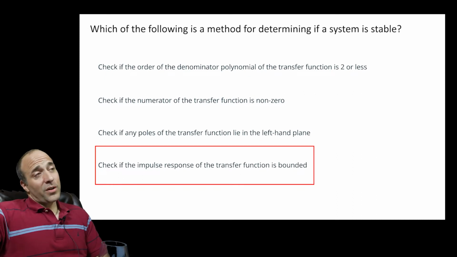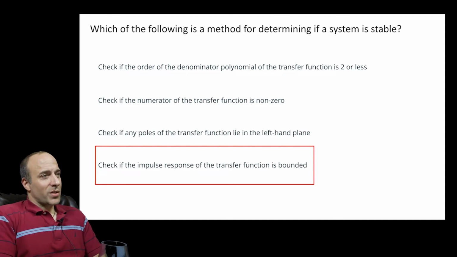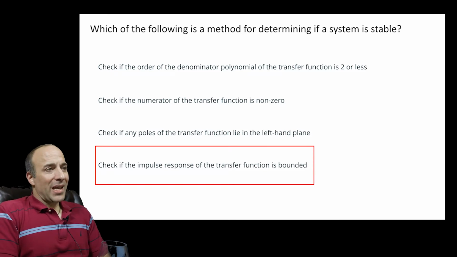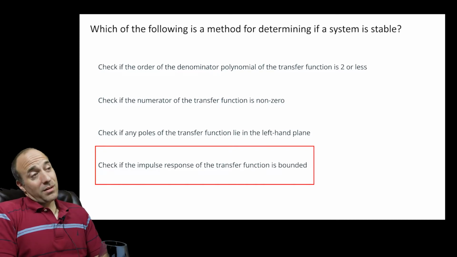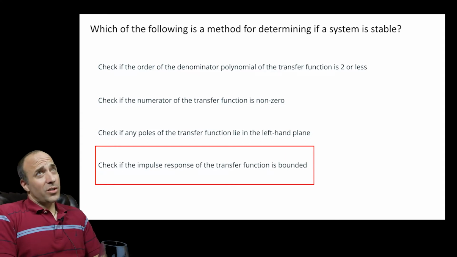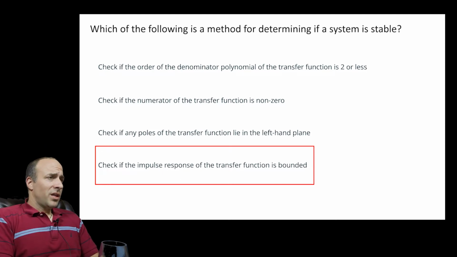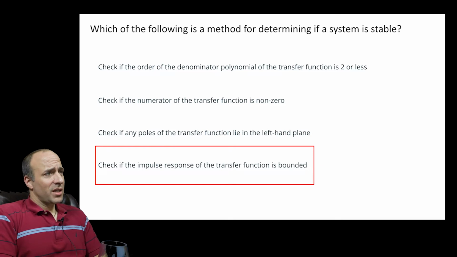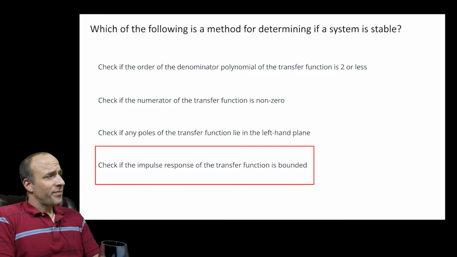Which of the following is a method for determining if a system is stable? First option is check if the order of the denominator polynomial of the transfer function is 2 or less. That's not true. The denominator order can be anything. But it does determine how many poles there are in the transfer function. But you could have a bunch of poles and it could still be stable, as long as all the poles have a negative real component.